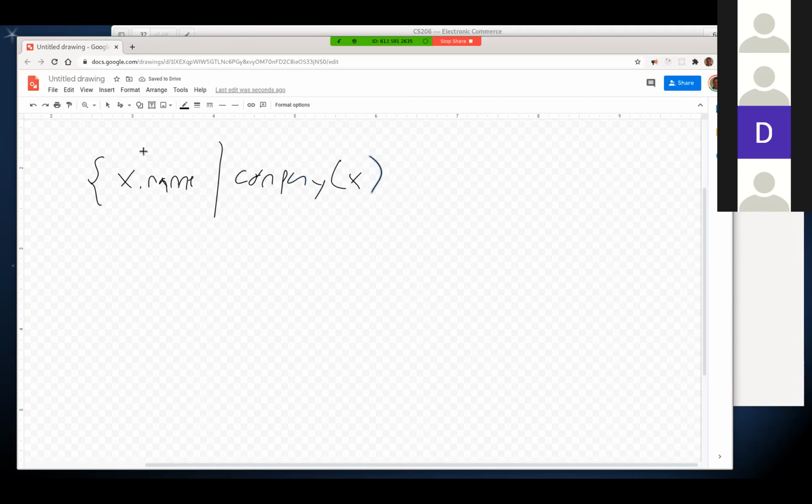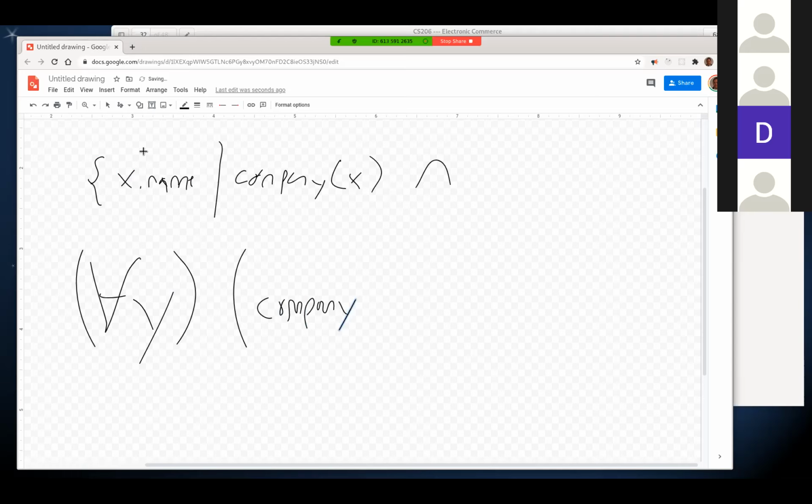So now that's the names of all the companies, but I want the companies that supply all the companies in Sweden. Now here's what we're going to do. We're going to say for all Y. Okay. For all Y, if Y is a company and Y dot country equals, okay, that's Sweden.